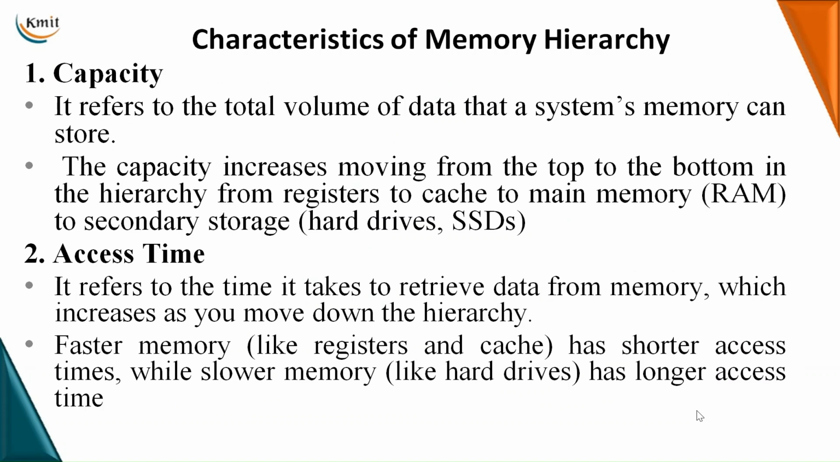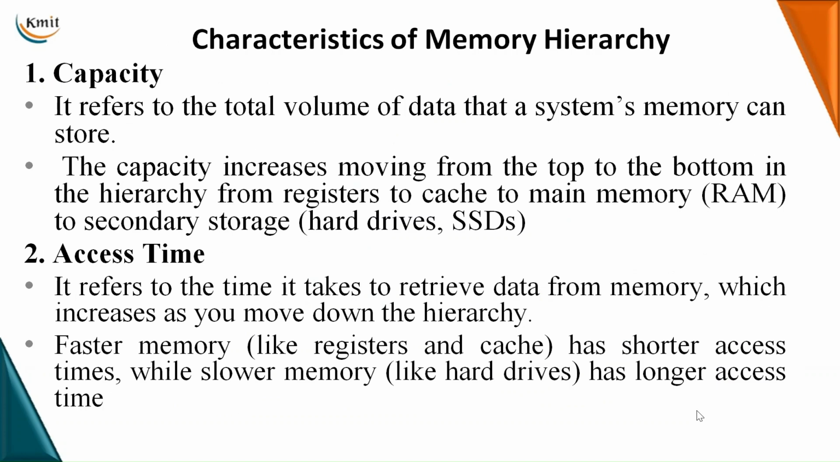The first characteristic is capacity. So what does capacity refer to? It refers to the total volume of data that a memory can store. No matter what type of memory it is, whether it is a register, main memory, or auxiliary memory, capacity refers to the total amount of information or data that the particular memory can store.